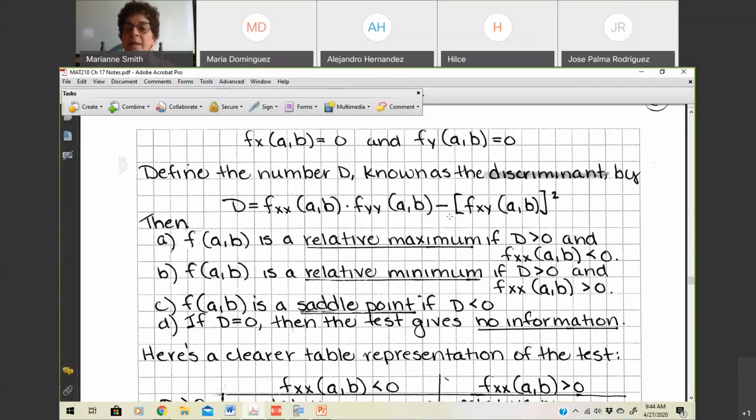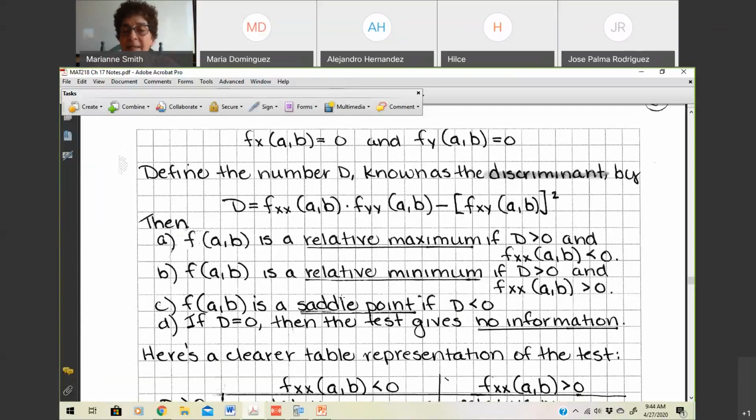Which is it? If your first partial with respect to x is negative, you might remember the second derivative test. Negative second derivative, you've got a maximum. You're concave down, right? So if your discriminant is positive and this second derivative with respect to x is positive, second derivative positive, you've got a minimum. So this is the test right here.